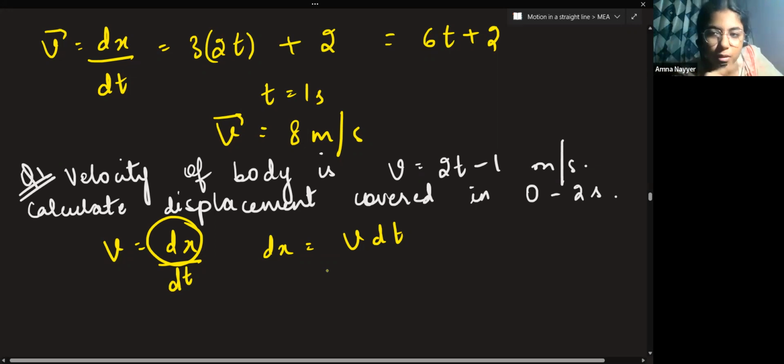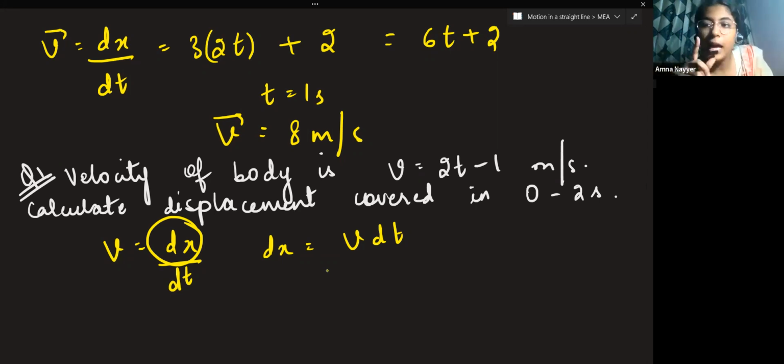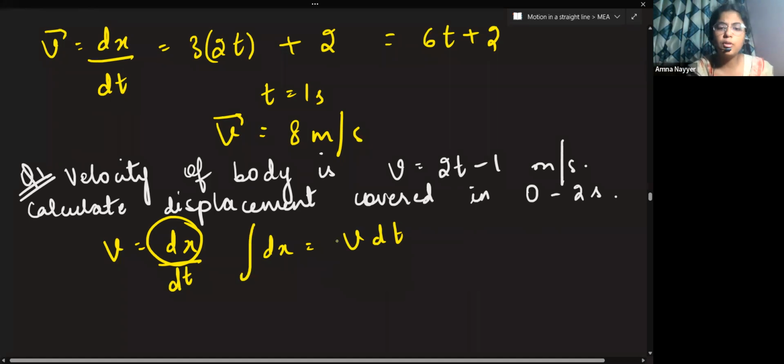Why 0 to 2 seconds? Because this is the time given. We'll see these types of questions in the case of acceleration also. Acceleration is dv over dt. If velocity is asked and acceleration is given, then again we have to perform integration. We'll talk about acceleration in the next class because not much time is left. Regarding velocity, if displacement is given, differentiate. If velocity is given, integrate. Just remember this. So here you will perform integration from 0 to 2 seconds.